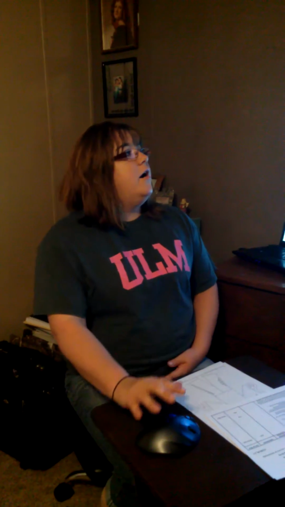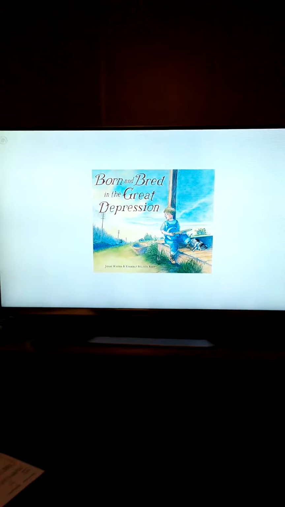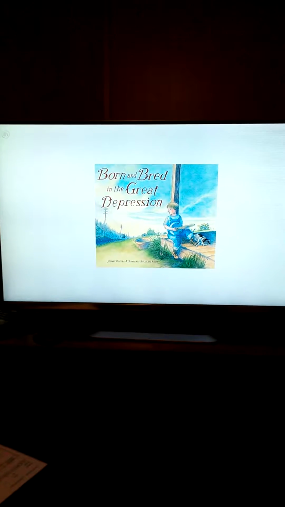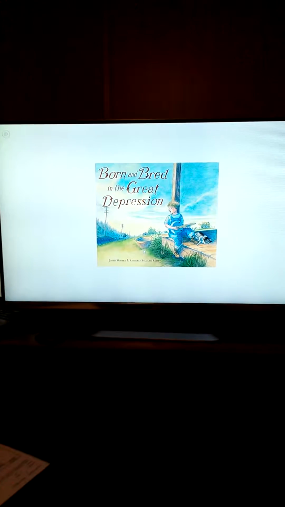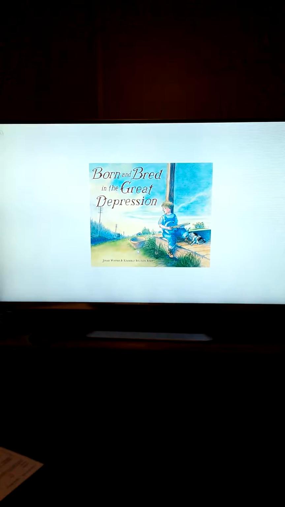And our motivation for today is going to be reading Born and Bred in the Great Depression. This is a really good book. It's an autobiography. It's a historical biography. The little boy in the story is the author's father. The book was written by Jonah Winter, and the book is about his dad, John Winter.